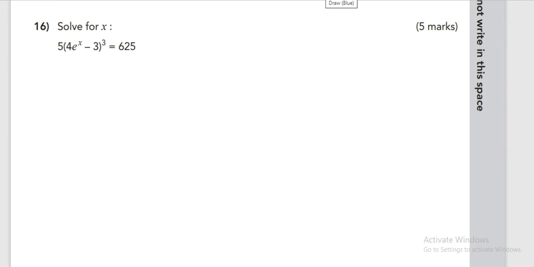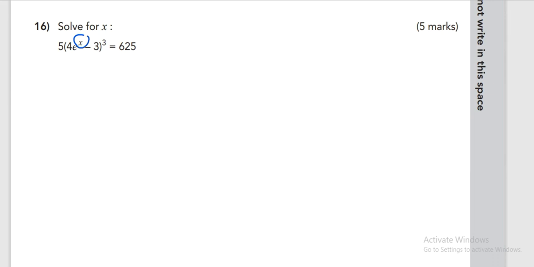Question 13. Solve for x. Here it's solving an equation with e to the power of x. Solve for x: 5 multiplied by (4e to the power of x minus 3) all to the power of 3 equals 625. Solving the equation means finding the values of x which satisfy the equation. Satisfying the equation means the value of x which makes the two sides equal.